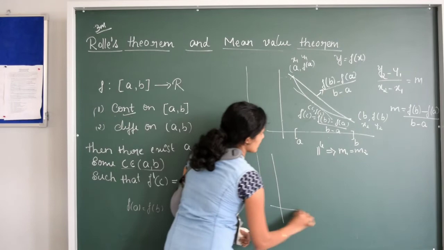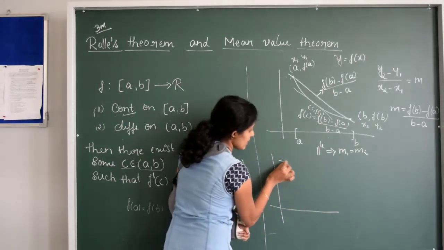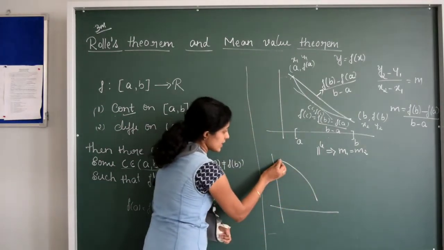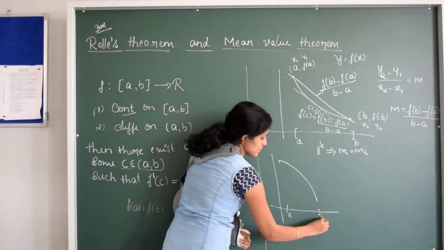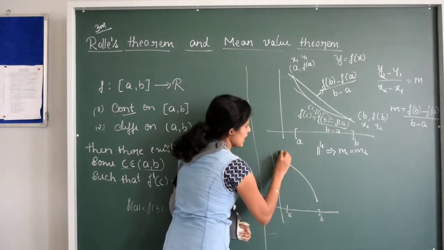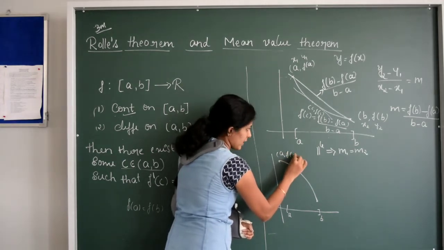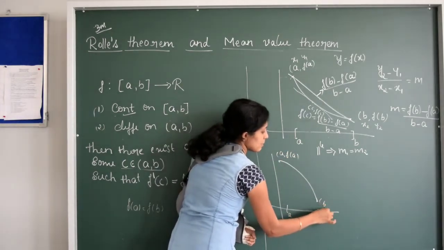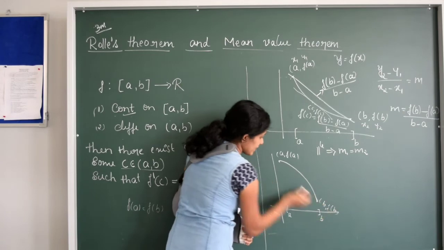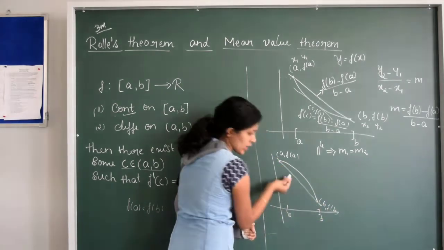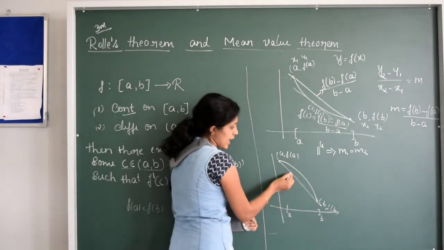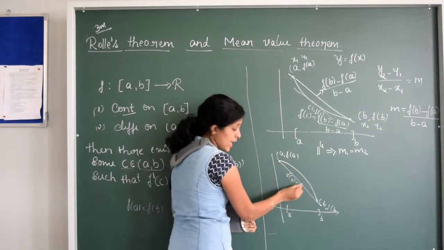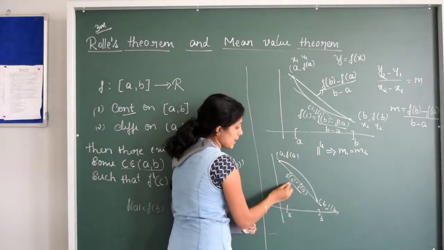You can see one more example similar to that. See, this is also a function; I can see this as a and this as b. So here the point will be a comma f of a and here the point will be b comma f of b, right? If you join these two, we can find the slope by using the two-point formula. It will be the same: f of b minus f of a divided by b minus a.